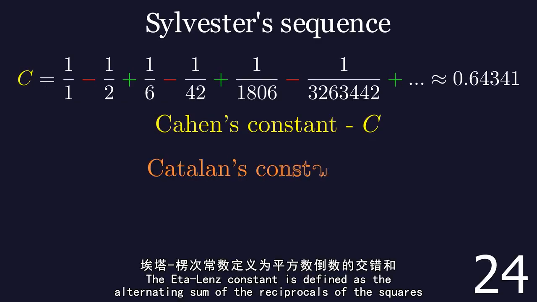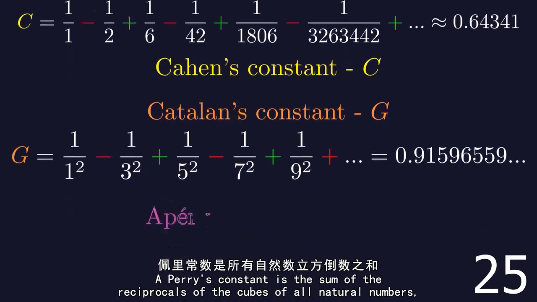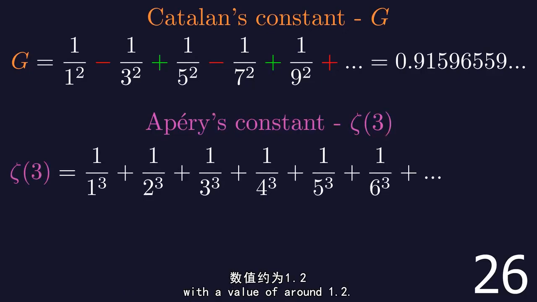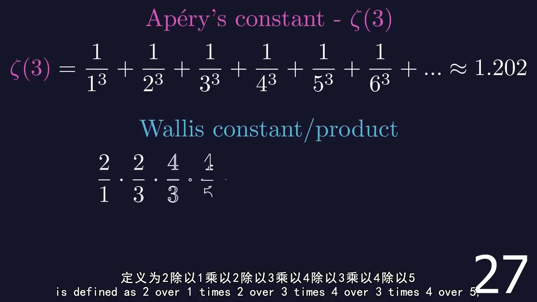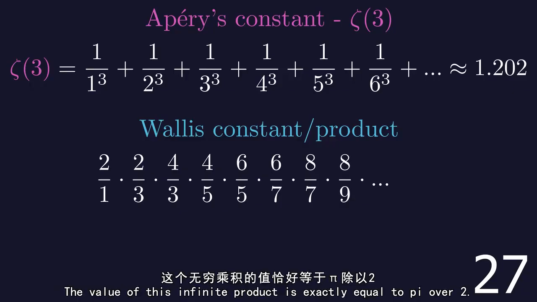Catalan's constant is defined as the alternating sum of the reciprocals of the squares of the odd numbers. Its value is approximately 0.91. Apéry's constant is the sum of the reciprocals of the cubes of all natural numbers, with a value of around 1.2. The Wallis product is defined as 2 over 1 times 2 over 3 times 4 over 3 times 4 over 5, and so on. The value of this infinite product is exactly equal to pi over 2.